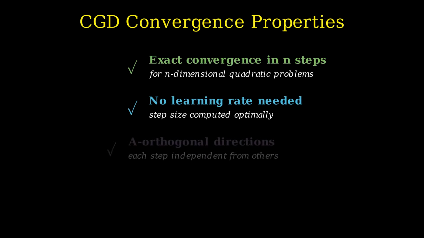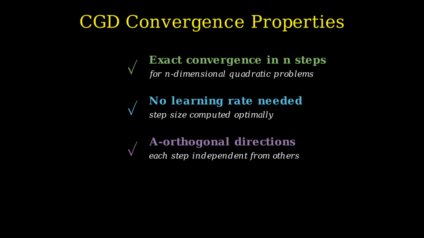Property 3, A-orthogonal directions. The conjugate directions are A-orthogonal, meaning each step is independent from the others. When we take a step along direction d_k, we don't disturb the minimization we already achieved in directions d_1 through d_{k-1}. This is why we don't zigzag. Each step makes permanent progress.